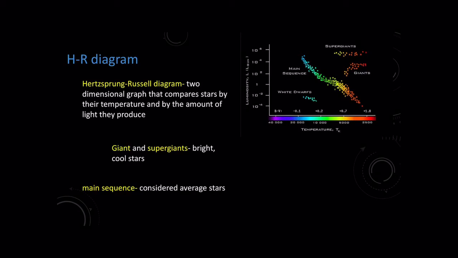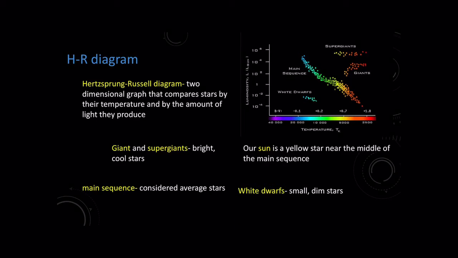The main sequence is considered your average stars. Our sun is a yellow star and it's near the middle of the main sequence. It's not a giant or a supergiant. Then, of course, you have your white dwarfs. These are small and dim stars.